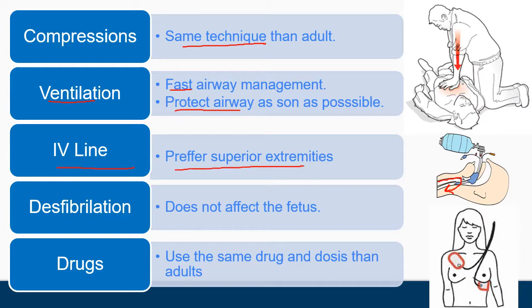IV line, it's preferable to put it in the superior extremities. That is very obvious. That is because if you put it in the inferior extremities, because of the vena cava compression, the medication, the drugs that you will give, or the volume that you will give, will not go to the heart directly. Defibrillation does not affect the fetus, so there is no concern about that. And for the drugs, you have to use the same drugs and doses as in an adult. There is no problem with teratogenicity or malformation, because you need to save the mother. Here the fetus is a second priority. But also there are no studies that demonstrate any problem with teratogenicity with amiodarone or adrenaline.